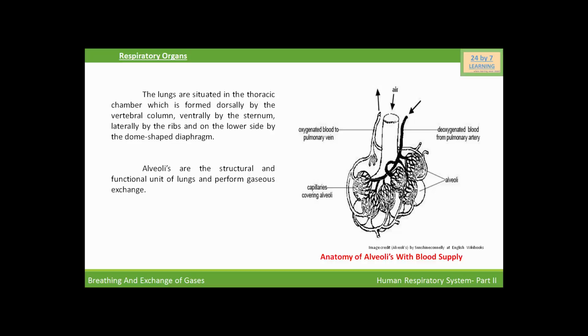So, this is the alveolus. These are closely associated with blood capillaries. Deoxygenated blood is carried by the pulmonary arteries. Gaseous exchange takes place at the site because capillaries cover the alveoli. Oxygenated blood is carried by the pulmonary vein. By this process, exchange of gases takes place.